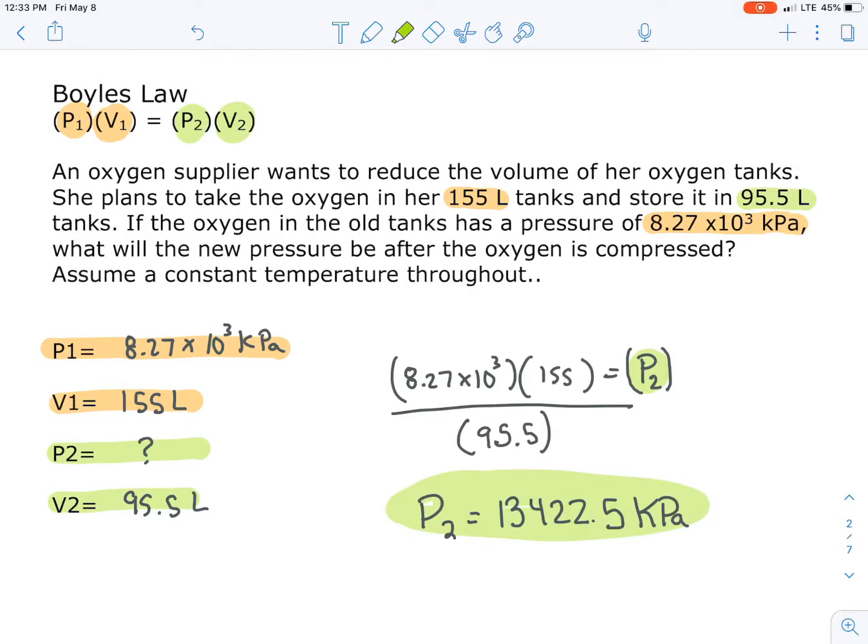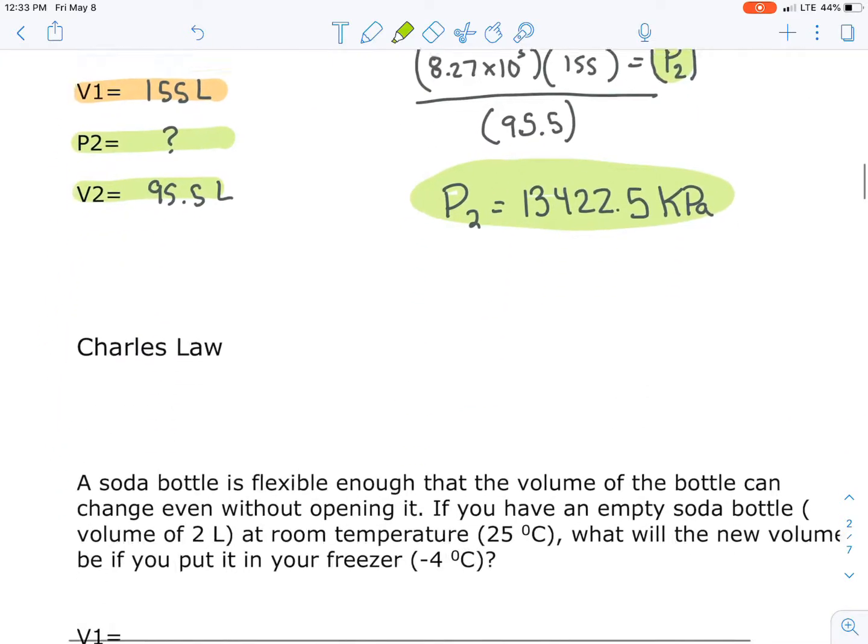Okay, I am back with a calculator, and I already punched the answer in. So I just got 13,422.5 kilopascals, or 1.3 times 10 to the fourth kilopascals if you have it in scientific notation. Okay, Boyle's Law, pretty straightforward. Algebra simple. Let's move on.